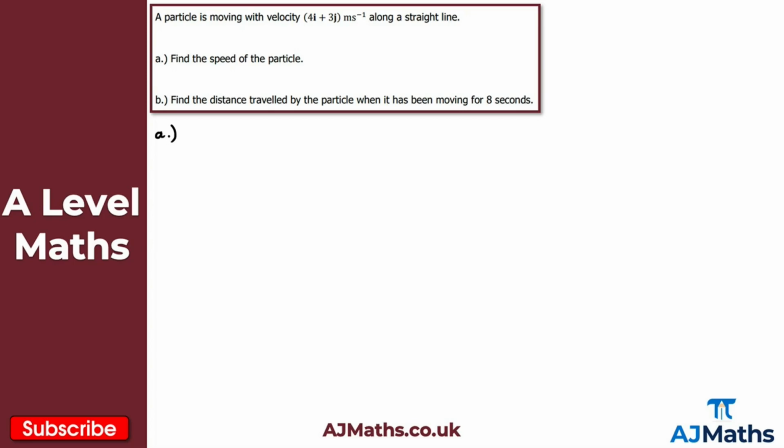In this case, you need to be aware that the speed of a particle is equal to the magnitude of the velocity vector. Very basic, but obviously if you're not familiar with that concept, then you're not going to be able to answer part A. So for the speed, like we said, that's the magnitude of the velocity vector. I'm going to write that down so we've got a note of it. So speed is equal to the magnitude of the velocity vector.